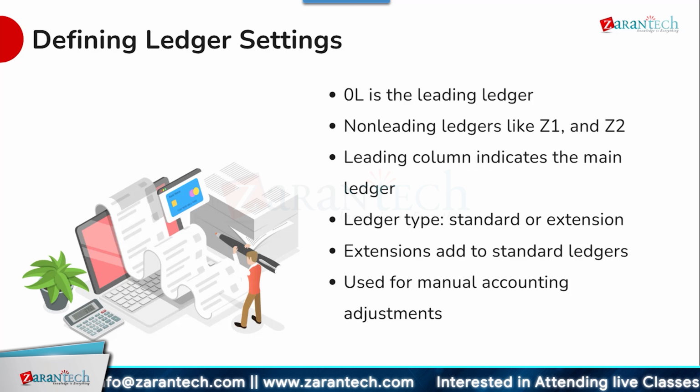So extensions like Z1 and Z2 enhance the standard ledgers by allowing for any kind of manual accounting adjustments. For instance, if you need to record a unique transaction that doesn't fit into the standard framework, an extension ledger gives you that flexibility.